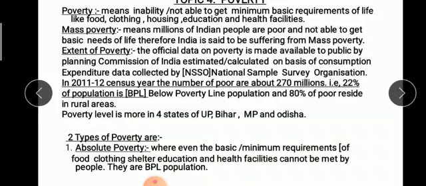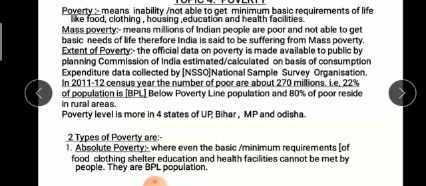In the year 2011-12, the census was conducted in the year 2011. The next census will be in 2021. In the 2011 census year, the number of poor people was about 270 millions. You must remember this figure. It may come for fill in the blanks. As per the census year 2011, the number of poor are about 270 millions. That is 22% of the population is BPL.